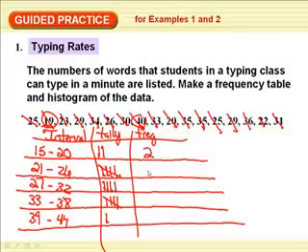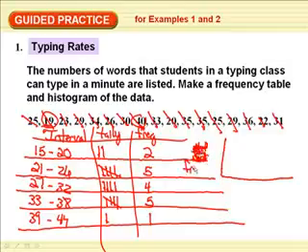So this one has 2, 5, 4, 5, 1. So there's my frequency table that I'm now going to use to make my graph. And I don't know if I can fit it right here, but this would be my number of words. So over here is number of words. No, this is frequency, sorry. To label my graph. Maybe it is number of words. Number of words, sorry.